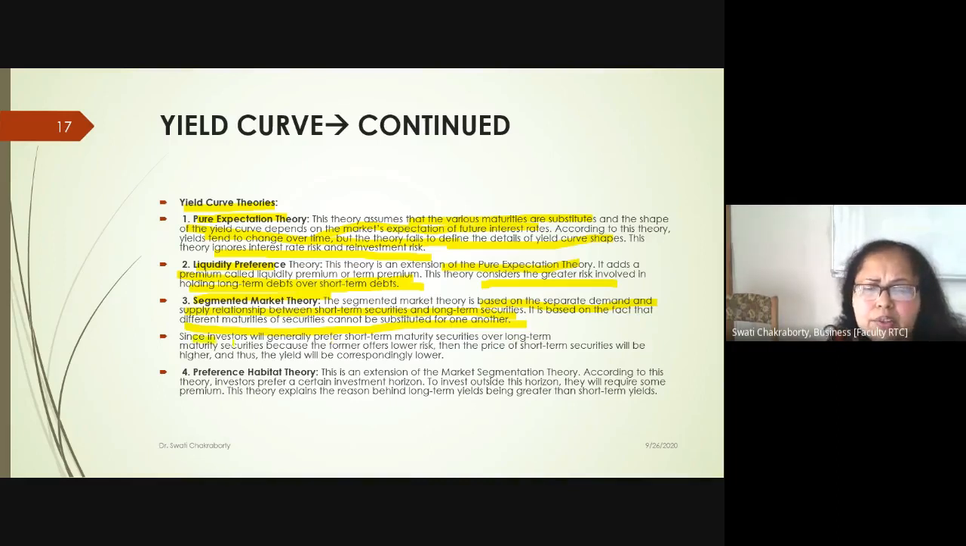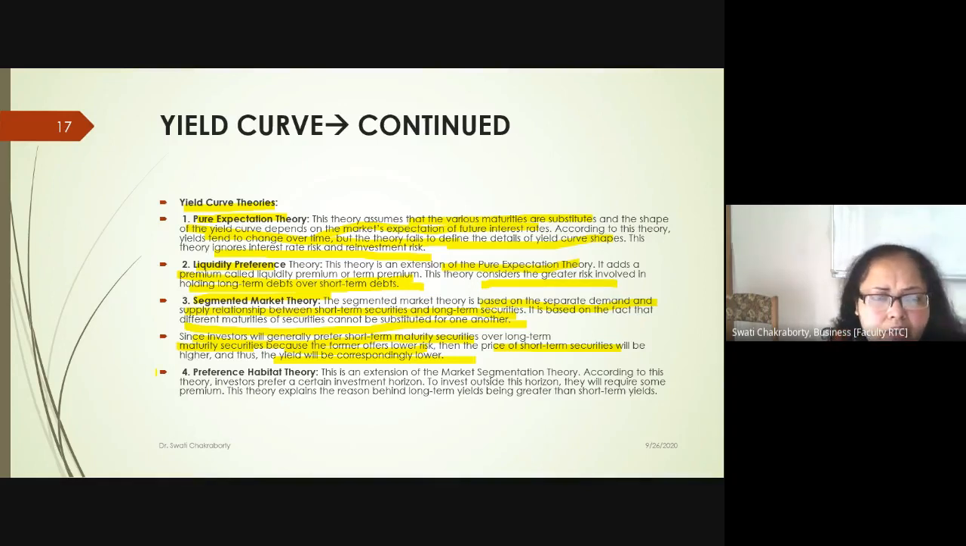Why? Since investors generally prefer short-term maturity securities over long-term maturity securities. Why? Because in the case of short-term maturities, the risk is less compared to long-term securities. So what will happen? The price of short-term securities will be higher, and the yield will be less, right? Prices are higher because the rate of return that you get is less. So that's why the price is higher.